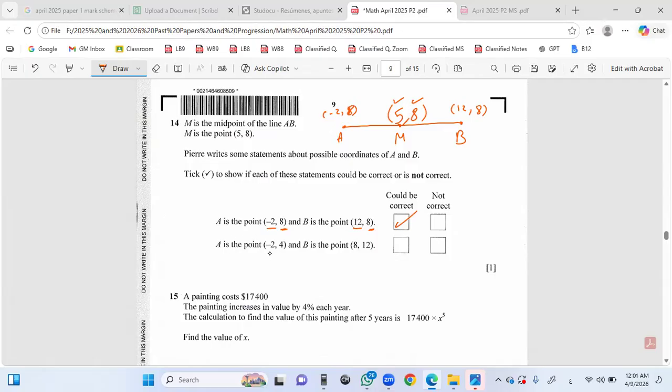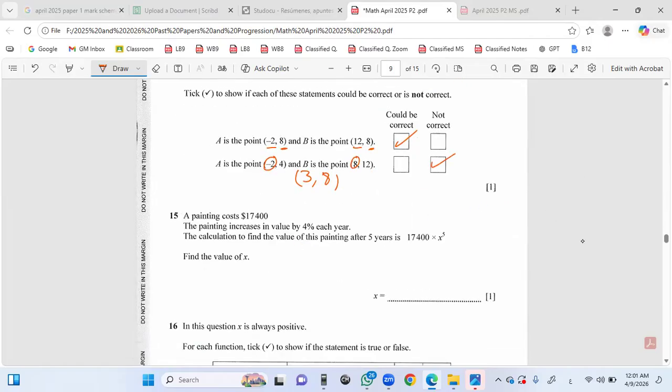A is the point (-2, 4), and B is the point (8, 12). Let's do it. -2 plus 8 is 6. 6 divided by 2 is 3. Oh no, here the midpoint of these two endpoints must start with x equals 3, because -2 plus 8 is 6, divided by 2 is 3. So definitely it's not going to be correct without even continuing. If you want to continue, fine. 4 plus 12 is 16. 16 divided by 2 is 8. Yes, the y coordinate is correct, but the x coordinate is not correct. So no, it cannot be correct.